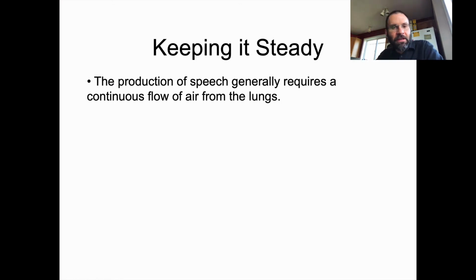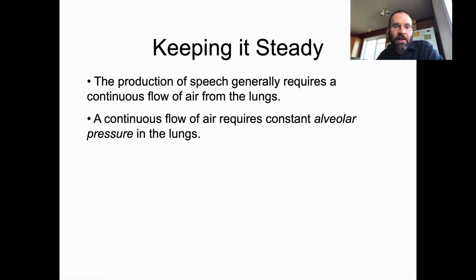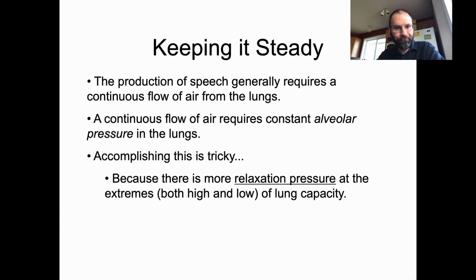When you produce speech, you generally want to have a more or less continuous flow of air coming out from your lungs. If you have a continuous flow of air, that's going to require constant alveolar pressure in your lungs, at least compared to the air pressure outside of your body. So if you wind up pushing your system to the extremes, this becomes tricky, and this is the dynamics of the system I was referring to before.